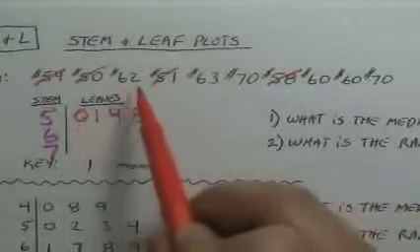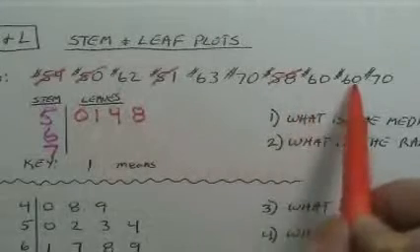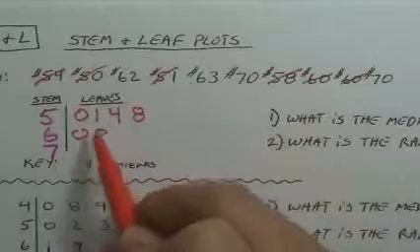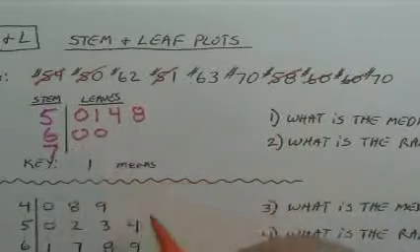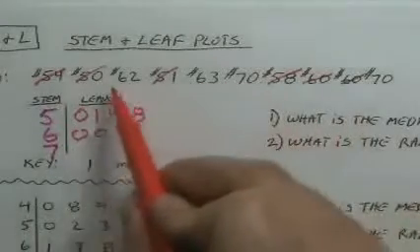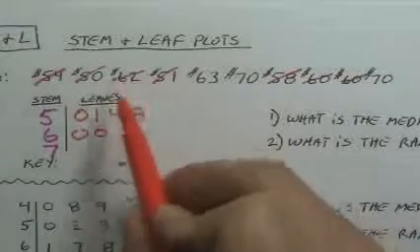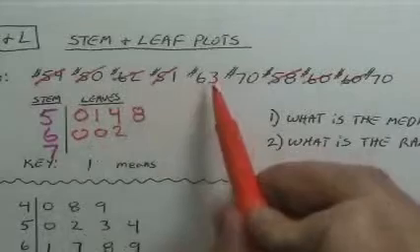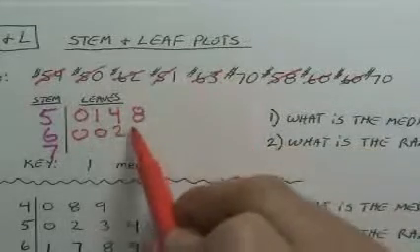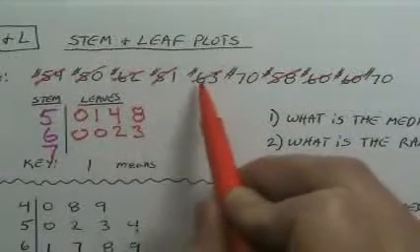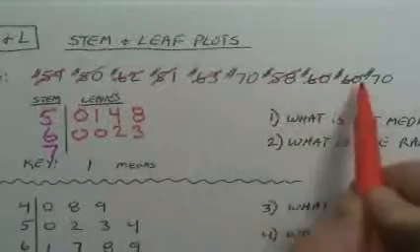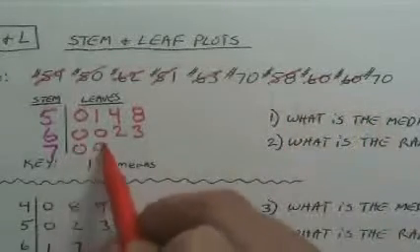So we have 60 and 60. We have two 60s, so that'd be 0 and 0. 61s, 62s, we have a 62. So I'll put a 2 there for 62. We have a 63. Put a 3 there for 63. No more 60s. I have two 70s, so a 0 and 0.